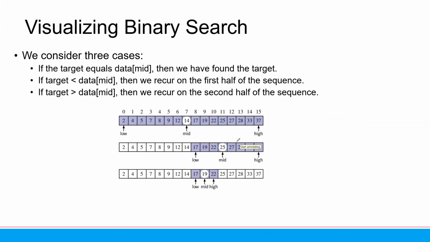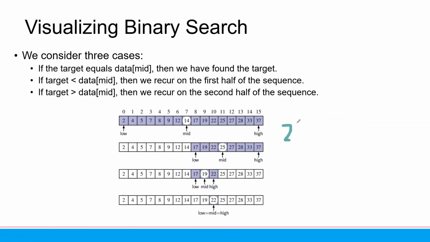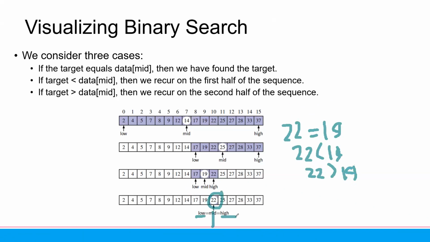What we can do next is to make a new low, or maybe the low is the same, and then the mid has been changed and the high has been changed. The same as the previous one, we need to check if 22 is the same as 19. No. 22 is less than 19. No. 22 is greater than 19. Yes. Okay. So we have the new value here. So in this case, the mid value is the same as the low and the same as the high.